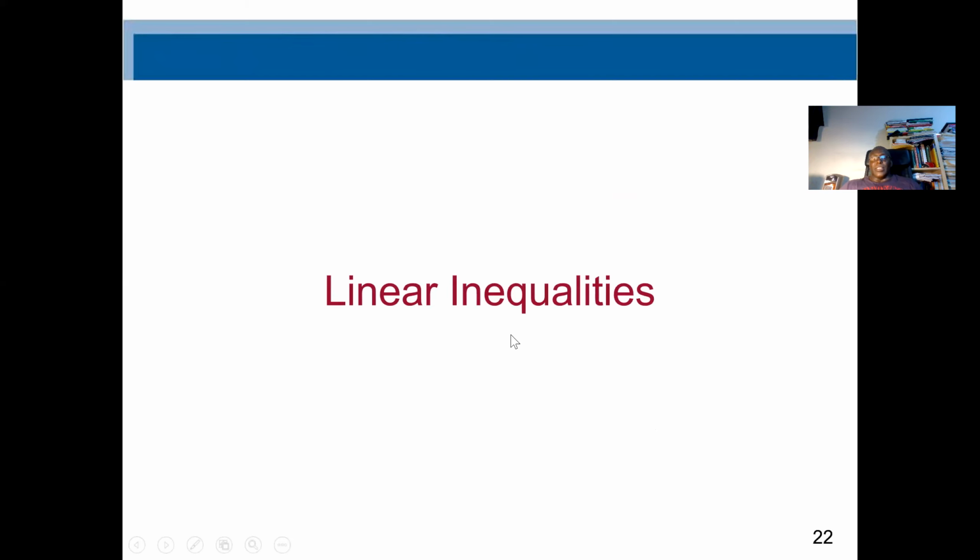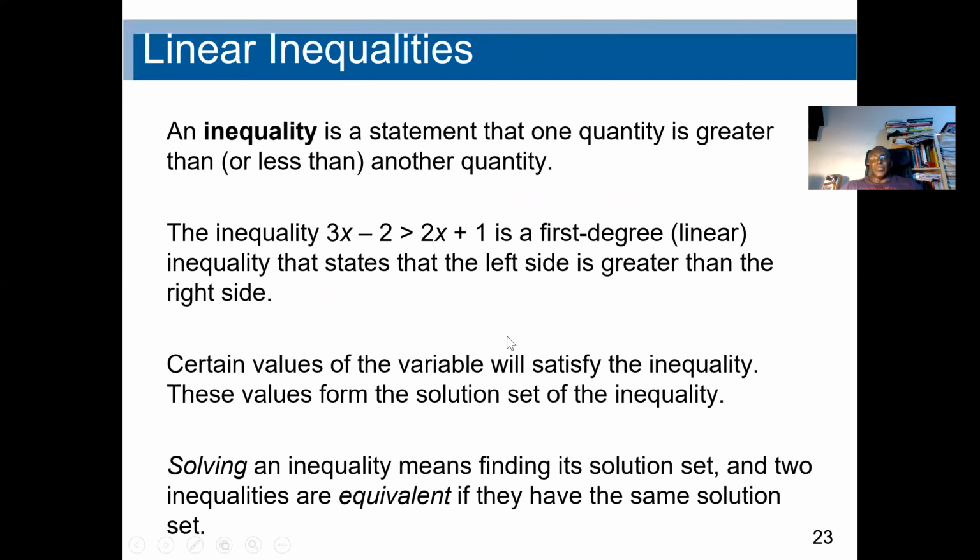Now the next is linear inequalities. Here we say an inequality is a statement that one quantity is greater than or less than another quantity. So for example, instead of saying 3s minus 2 equal to 2s plus 1, we say 3s minus 2 is greater than 2s plus 1. This is first degree because the exponent is 1, and it's always linear. So here we have a linear inequality.